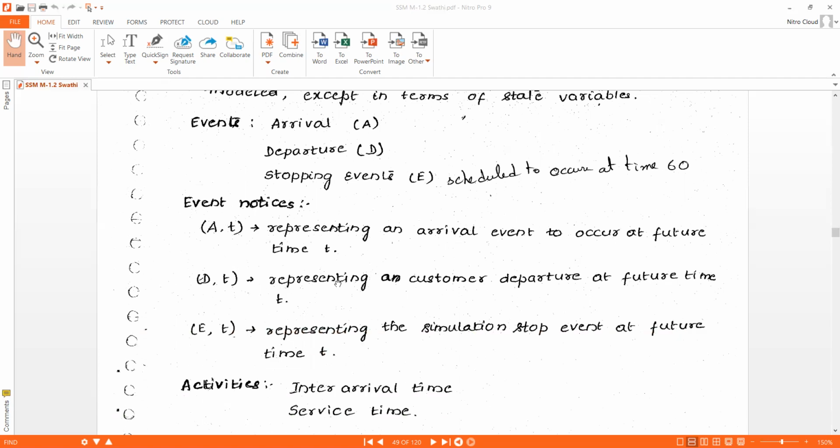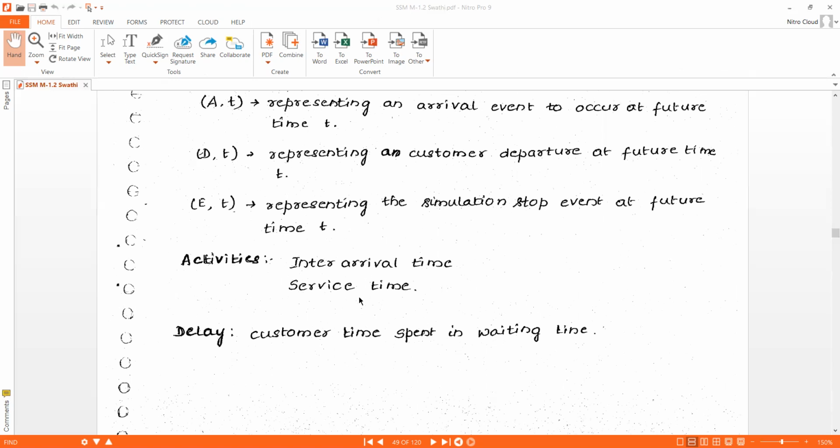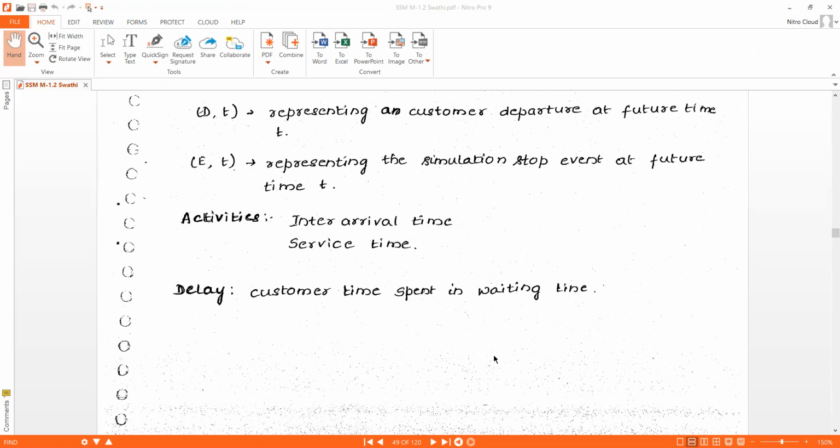And event notices are A comma t, D comma t, E comma t. A comma t represents an arrival event to occur at future time t. D comma T represents a customer's departure event at future time t. And E comma T represents a simulation stop event at future time t. What time we need to stop our simulation will be represented as E comma T. Next, the activities are inter-arrival time and service time, and delay is the customer time spent in the waiting line. How much time the customer spent in the waiting line will be specified as delay here.